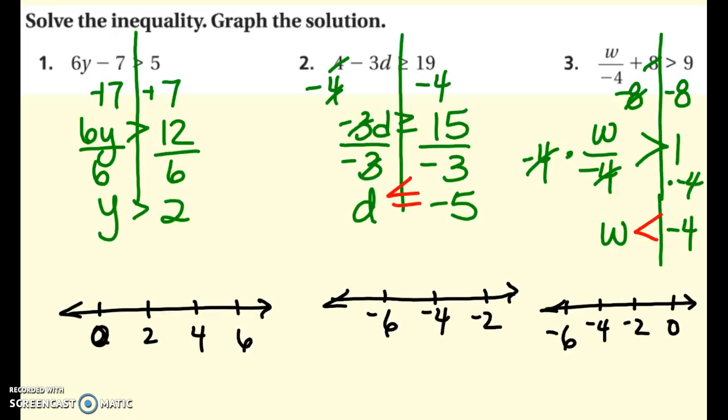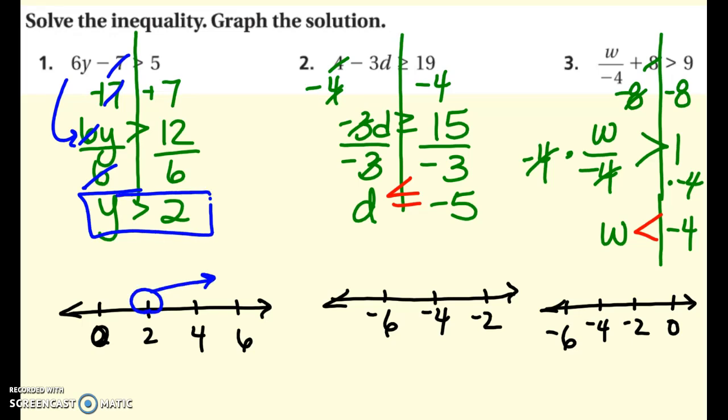Okay, let's check the work and see what we got. I did plus 7 on both sides, rewrote everything and brought it down. Remember to cross things out that cancel. Now divide by 6 on both sides, and I get y is greater than 2. So open circle, arrow to the right.